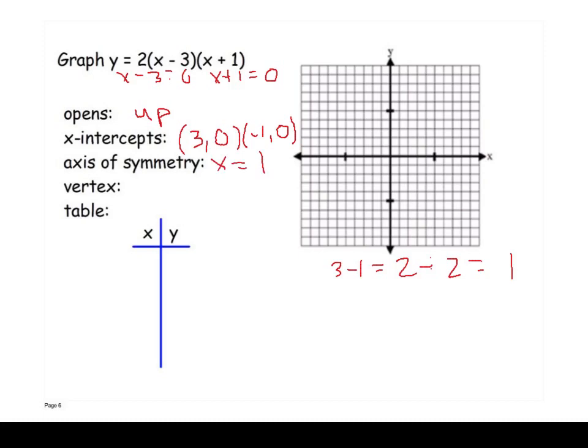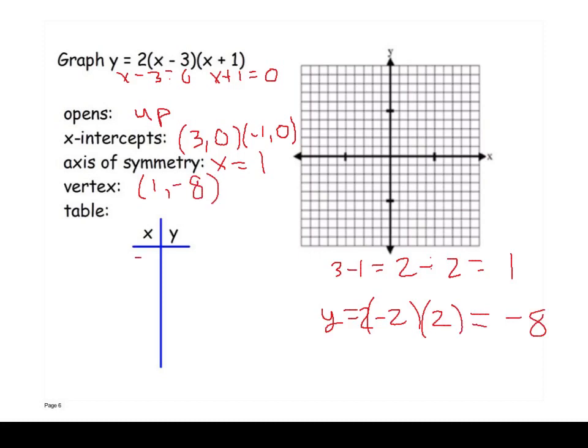Our vertex is then found by plugging our axis of symmetry back into our original equation, and that will give us the y value for our vertex. So doing that, we get y is equal to 1 minus 3, which is negative 2, times the positive 2 at the front, and then multiplied by 1 plus 1, which is 2. And that gets us a negative 8. So our y value of our vertex is negative 8.